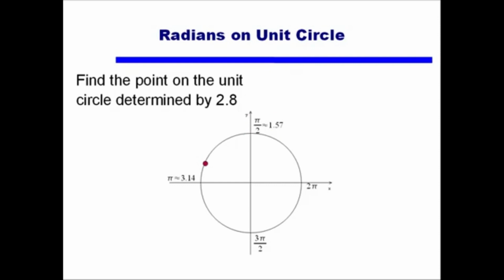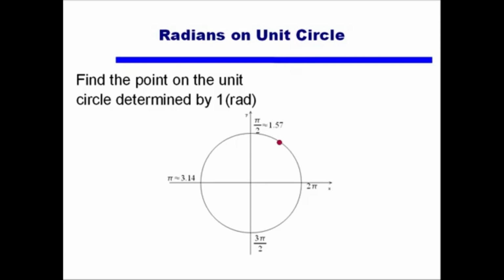Again, if it said 2.8 degrees, we'd talk about a whole different number. But if the question asks for 2.8, if there's no units listed, that means we're talking about radians. Well, say I did want to look at what 1 radian is. Where would 1 radian fall? I'm guessing 1 radian would be about there.